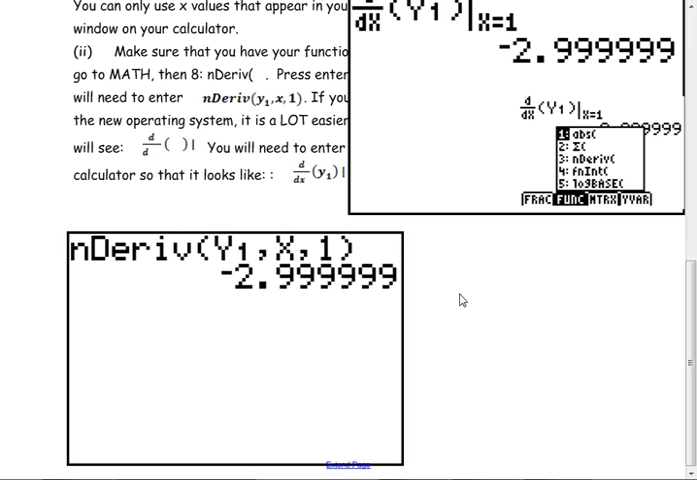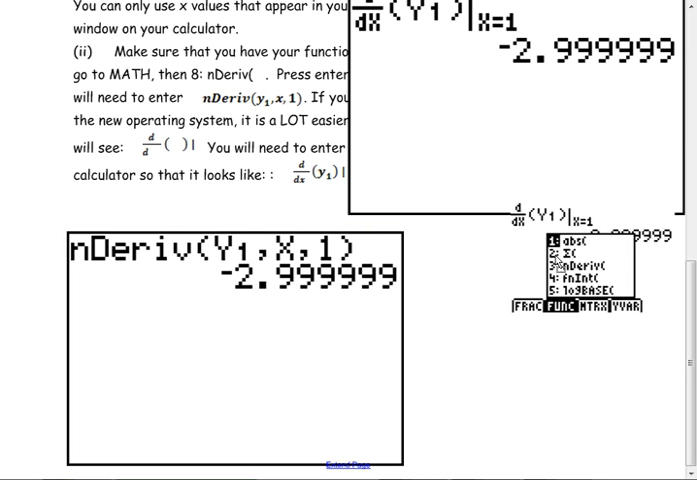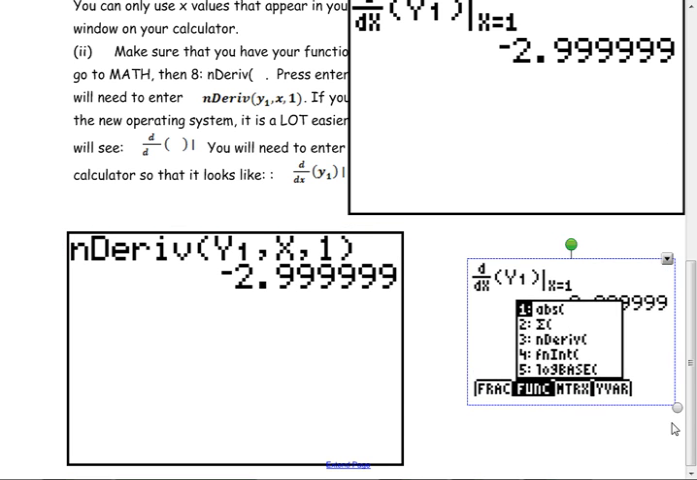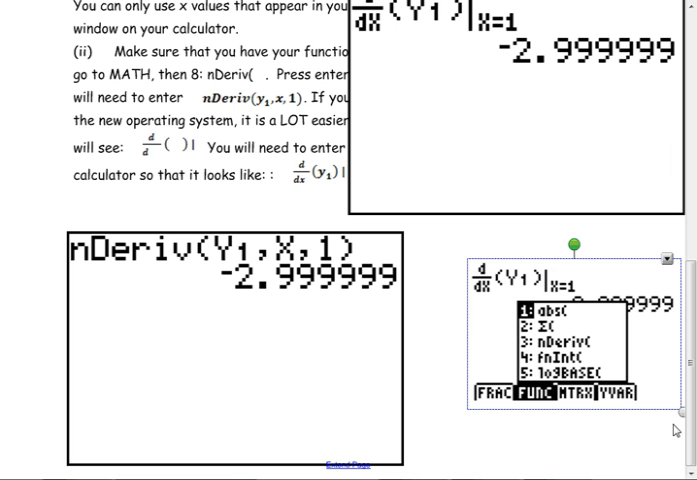So that's what you're going to do. I personally like the pretty print better. I like this guy. How about you guys?